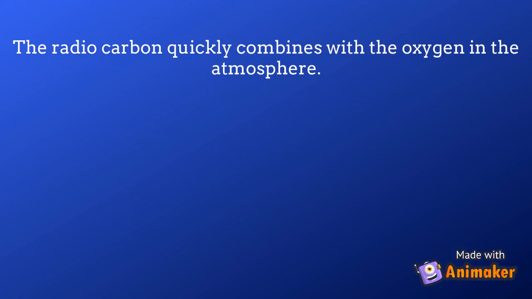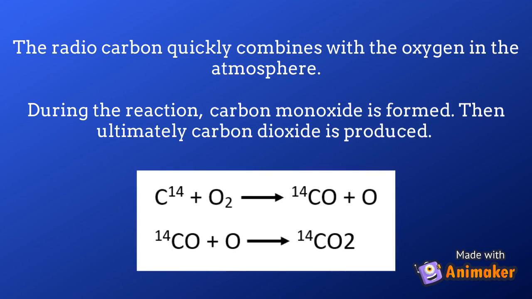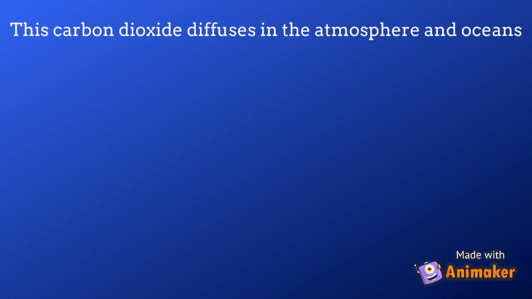Once the radiocarbon C14 is produced, it rapidly combines with oxygen present in the atmosphere. During the reaction, carbon monoxide is formed first, and then carbon dioxide is produced ultimately. The reaction that takes place is mentioned below. The carbon dioxide that is produced diffuses into the atmosphere and oceans. Plants take in this carbon dioxide as a result of photosynthesis, and animals obtain radiocarbon by consuming plants.